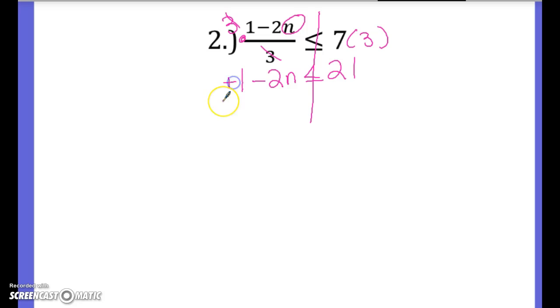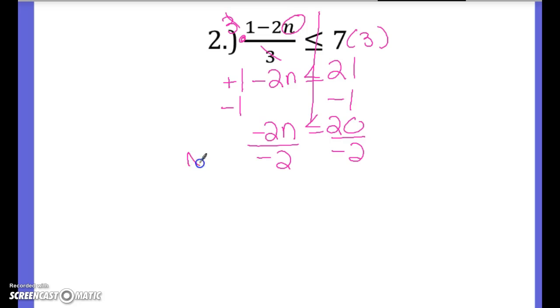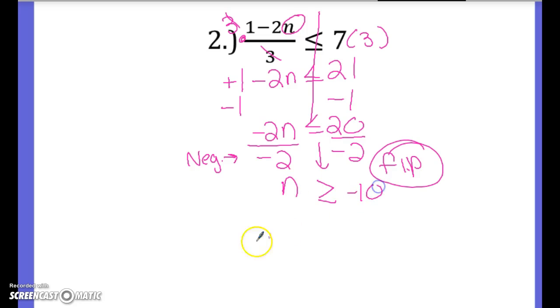This one is positive. So to get rid of a positive 1, I subtract 1 from both sides and have, don't forget to bring your negative down, negative 2n is less than or equal to 20. Now I'm going to divide by negative 2. Because this was negative, I'm going to flip my inequality right away. Flip it, flip it. And I have n is now greater than or equal to negative 10.